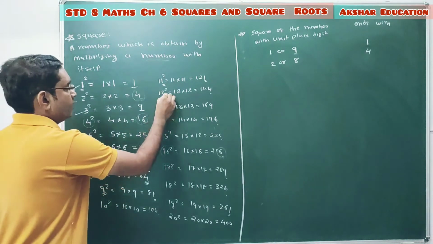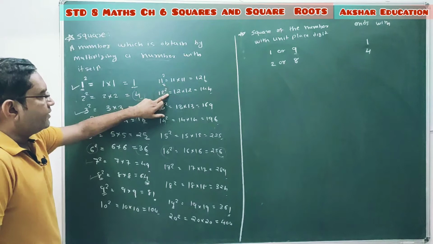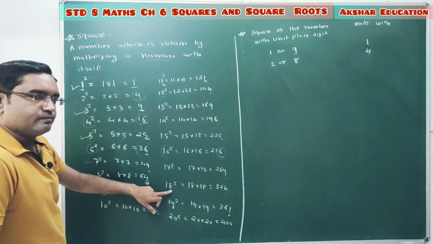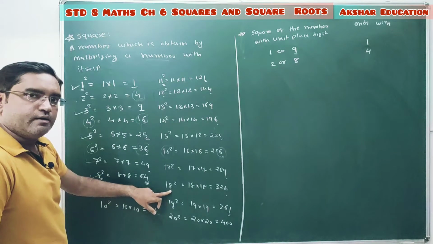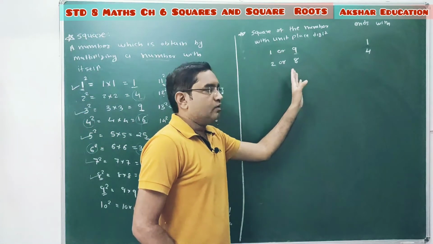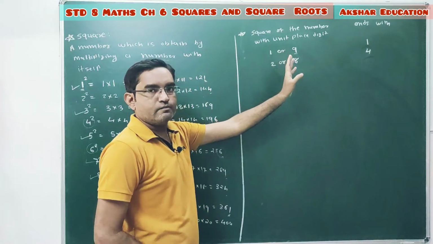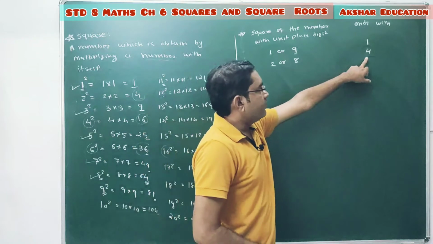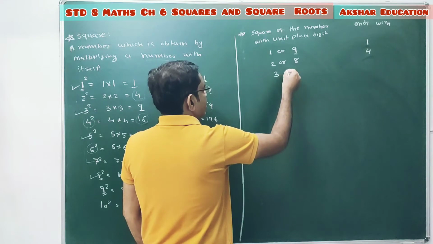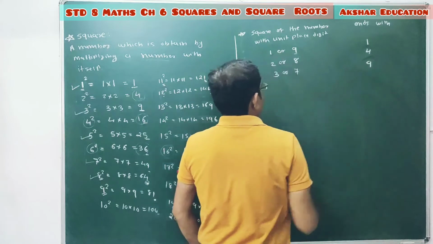For example 12. So 12 square. Here the number whose square we are finding has unit place digit 2 and its square ends with 4. For example 18. The unit place digit of this number is 8 and its square ends with 4. So any number whose unit place digit is 2 or 8, whose square always ends with 4. कोई भी नंबर का यूनिट प्लेस डिजिट 2 या फिर 8 होगा, उसका स्क्वायर निकालेंगे, उसका यूनिट प्लेस डिजिट क्या होगा? 4.